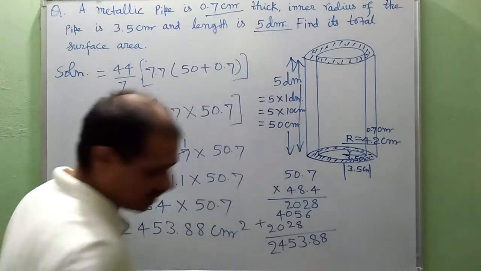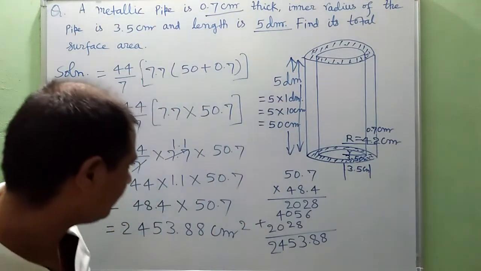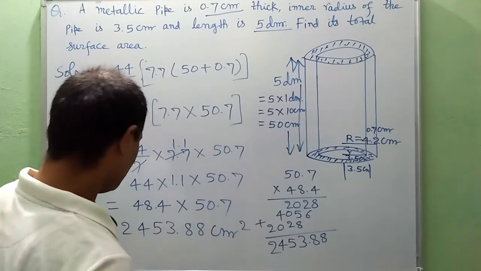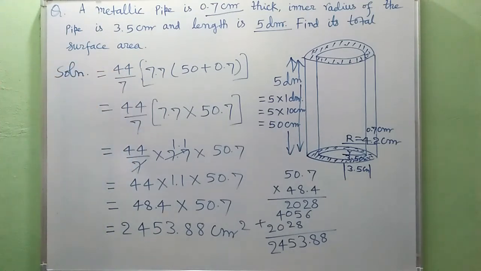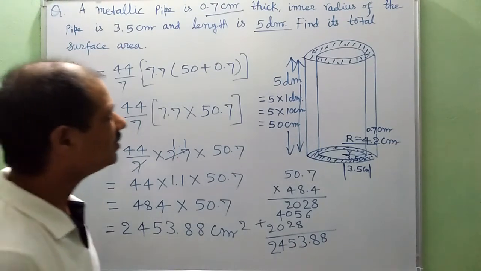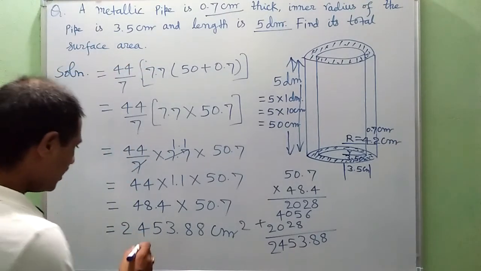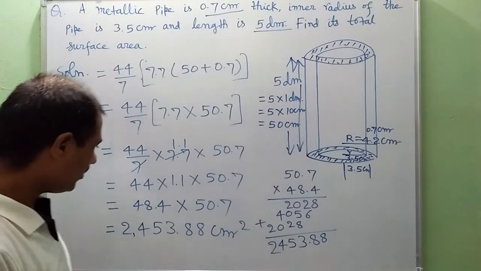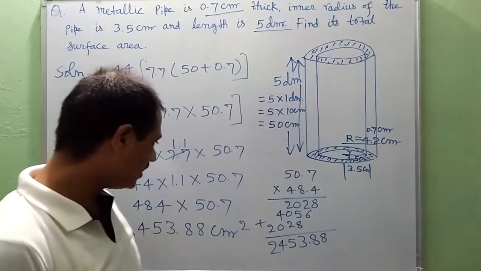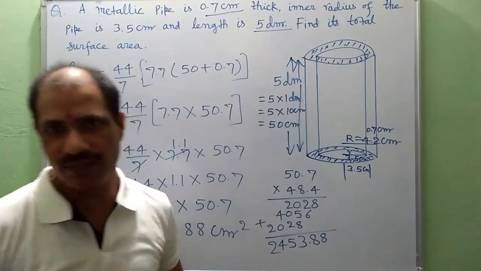All units are in cm. In this way, total surface area of this metallic pipe is 2453.88 square cm. That's all.